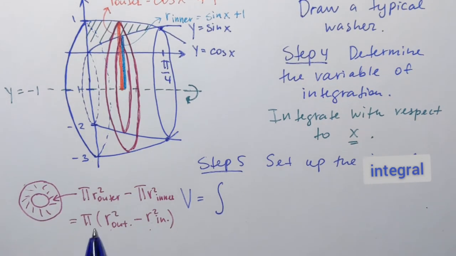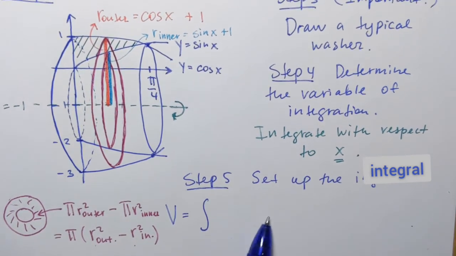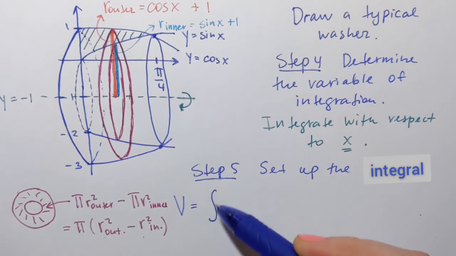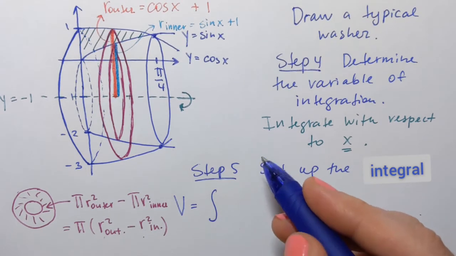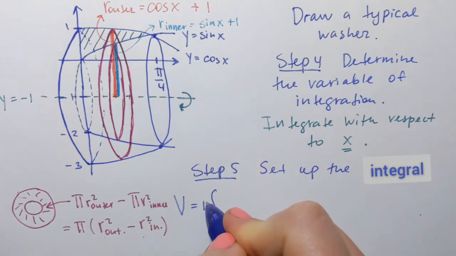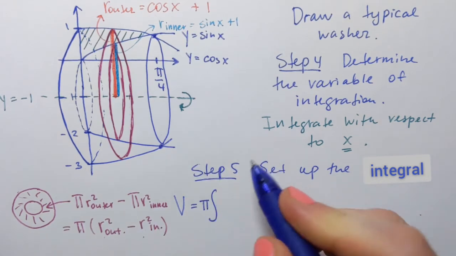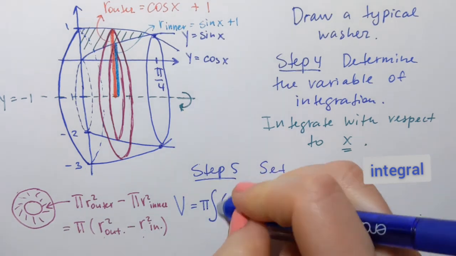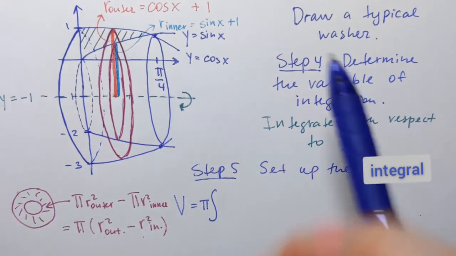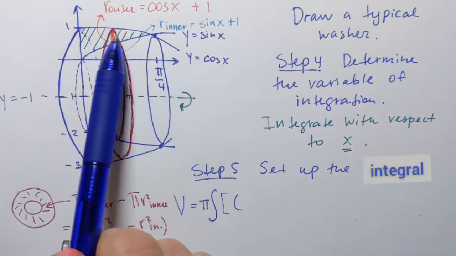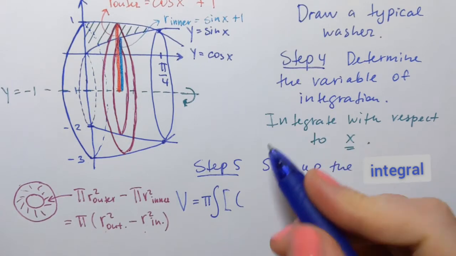So we know both radii, we just have to square them as we set up this function. Here's the integral. I'll need to also go back and add the limits of integration, but this pi I will actually place outside since it's a constant. And inside here I will use brackets, I will have first the outer radius squared, the outer radius right here, cosine x plus 1.